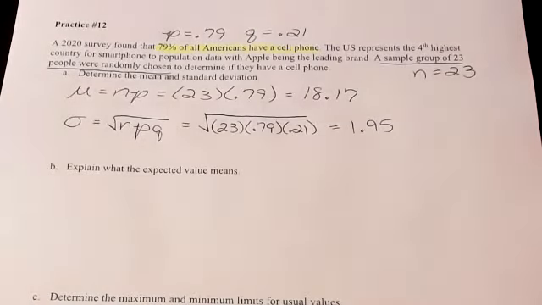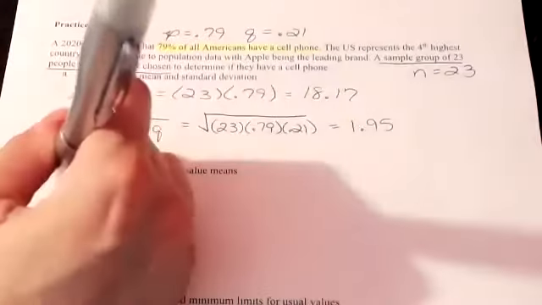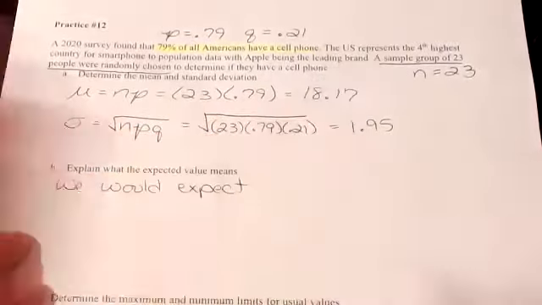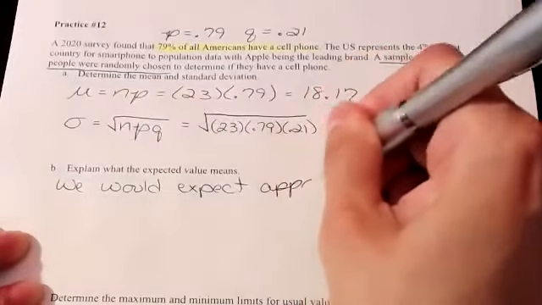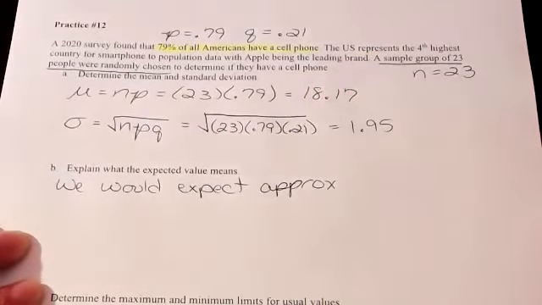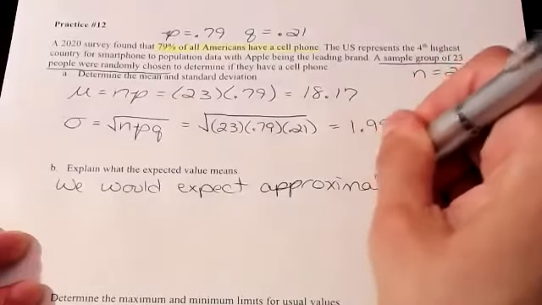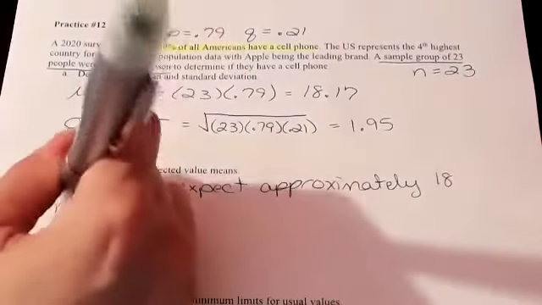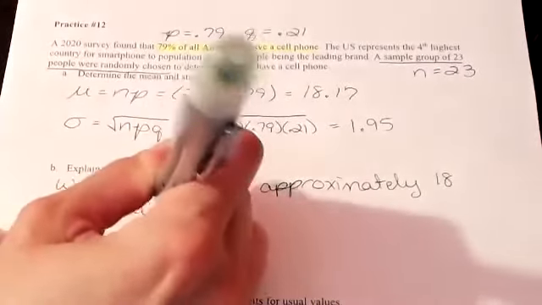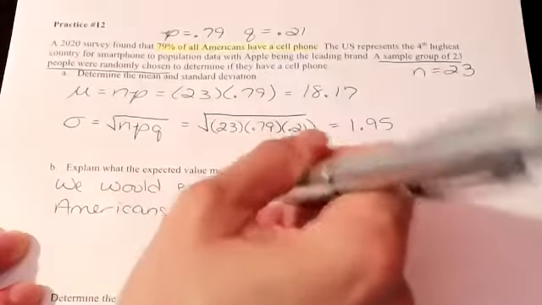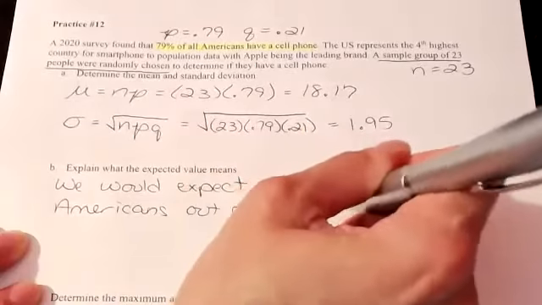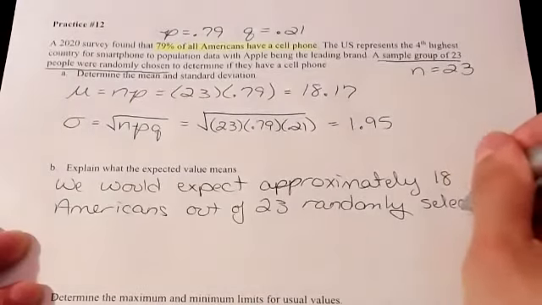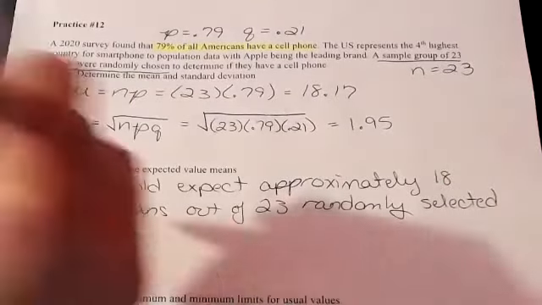We then want to explain what the expected value means. So we can say, we would expect approximately, now notice that our mean is 18.17. So in this case, I'm actually very comfortable saying we would expect approximately 18 Americans out of 23 randomly selected Americans to have a cell phone.